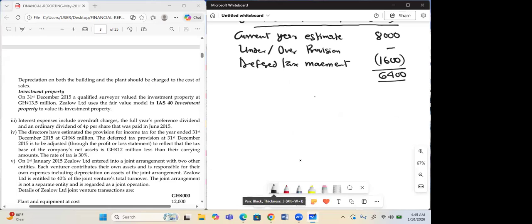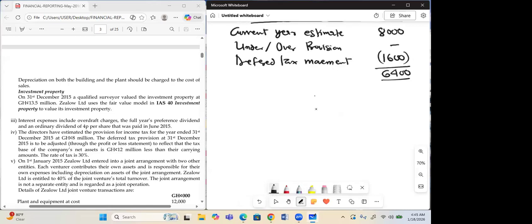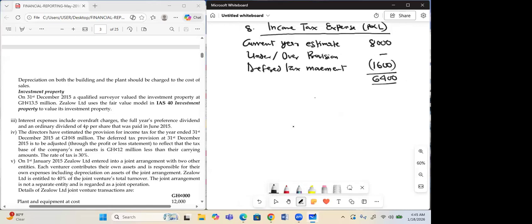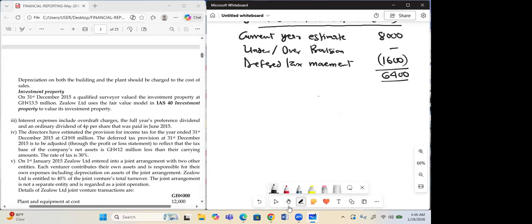Now let's go to the next footnote. 5. On 1st January, Zero Limited entered into a joint arrangement with 2 other entities. So this is the joint venture. Anything you find in the joint venture, you will take what you got from your own business, then add that of the joint venture to it. So I'll just go and say working 9.